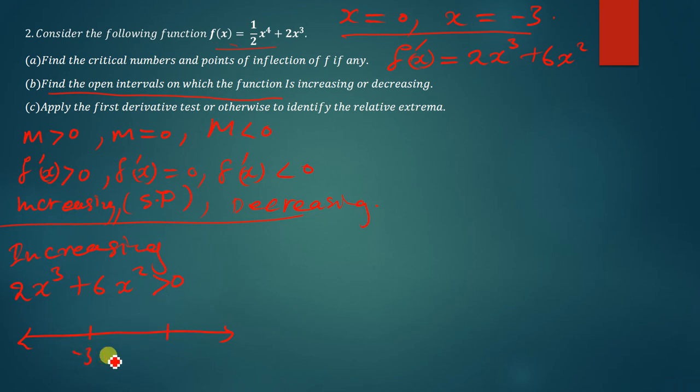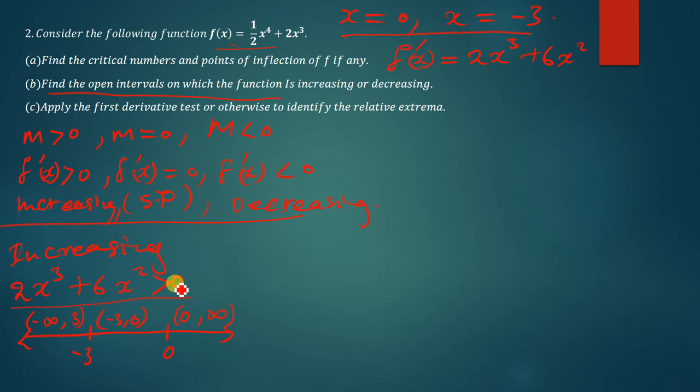So we have -3, and then we have 0. All the numbers on this side range from negative infinity to -3. Then in between here we have numbers from -3 to 0. Then on this side we have numbers from 0 to positive infinity. So now we can test these points. We see which part will make this statement here correct.